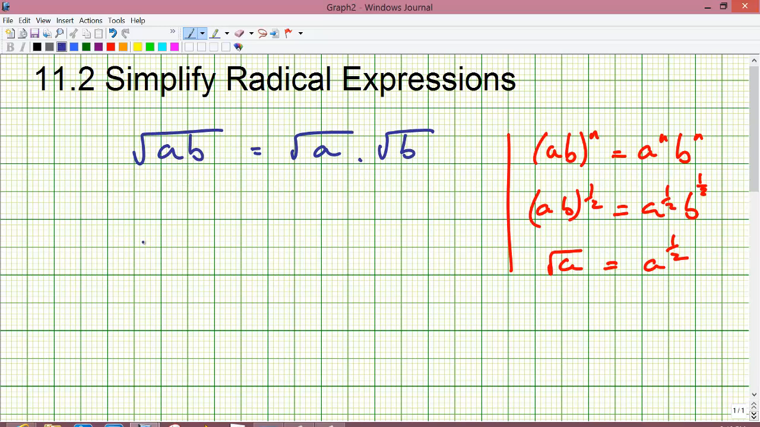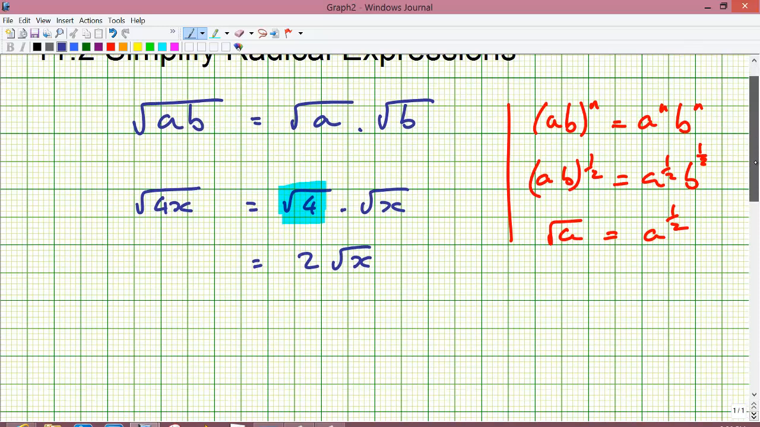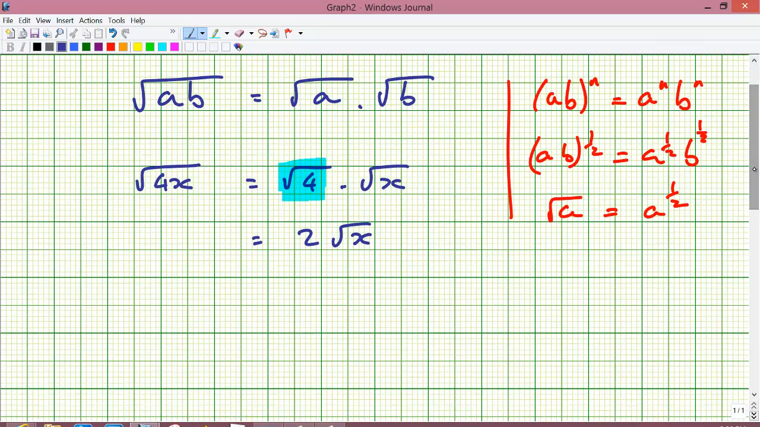So let's do a simple example. So the square root of 4x, we can split this into its two component pieces, the square root of 4 times the square root of x, and we can see that the square root of 4 has an integer value, which is obviously a simpler form. So the square root of 4x can be simplified to 2 times the square root of x. We can use these properties to simplify square roots of numbers which do not have nice integer roots.